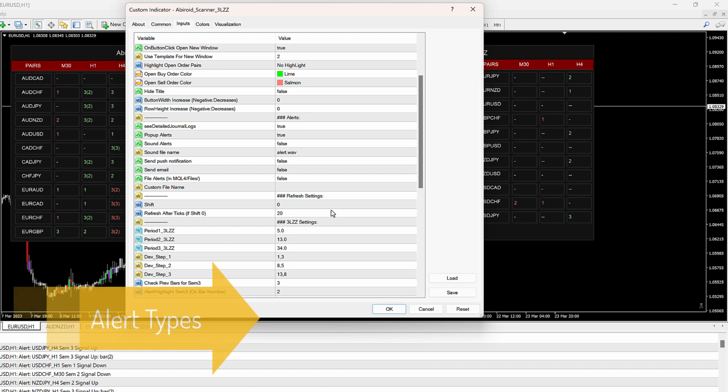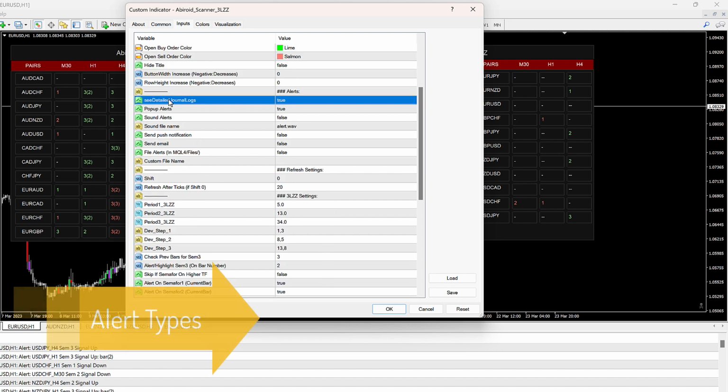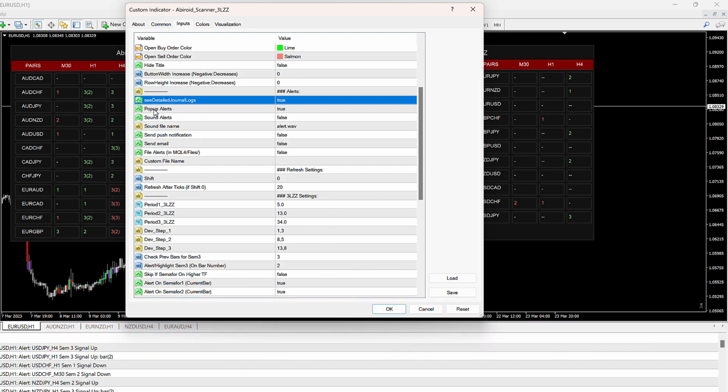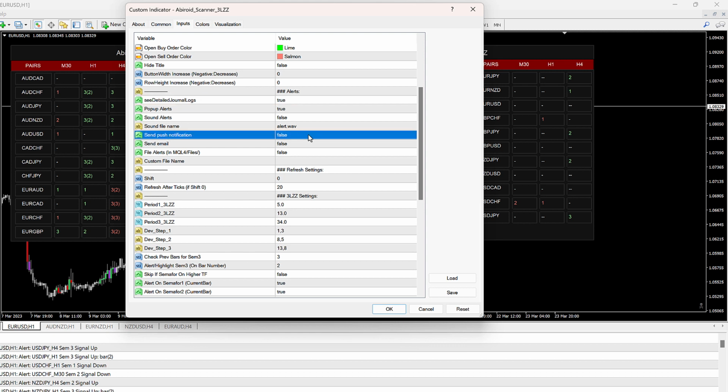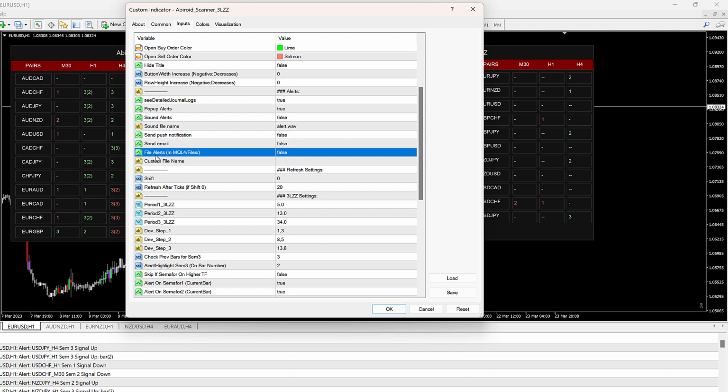And right here you can set the detailed journal logs or pop-up alerts. In case you want notification alerts on your phone, you can set this to true. In case you're using this with your own expert advisor or with something else, then you can always get these file alerts. I also have a Telegram EA to send you these signals to your Telegram.